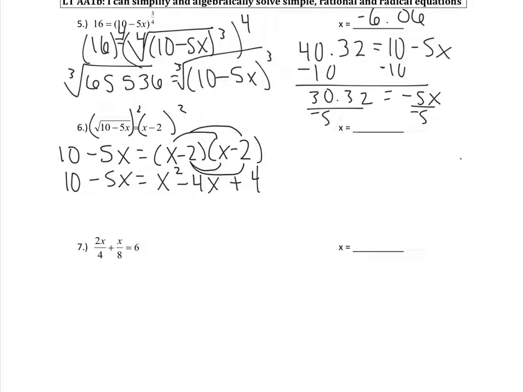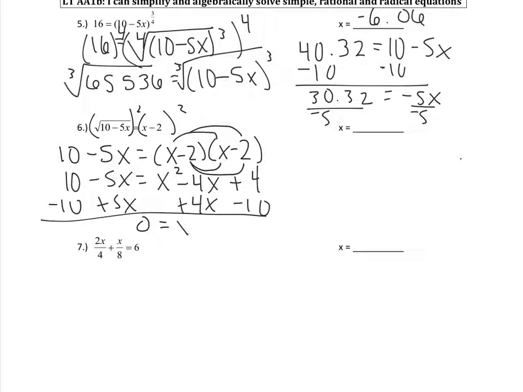Now, I hope that you see you have a squared. That should trigger two things. One, it should remind you that you're going to have two answers, and two, it should also remind you that you have to use the quadratic formula. So I'm going to subtract 10 from 4, and I'm going to add 5x to 4x. Now I have my problem.